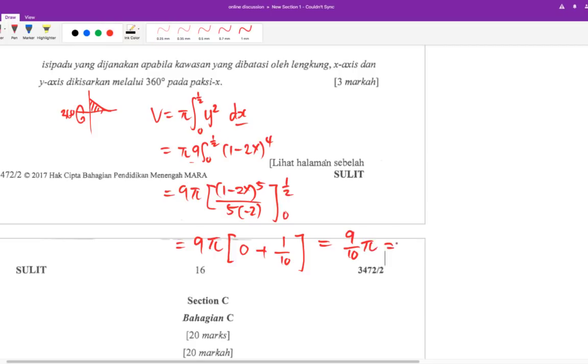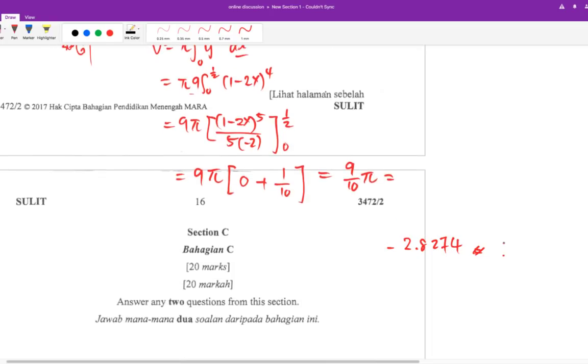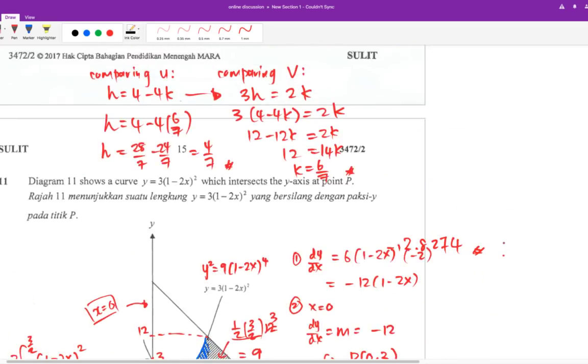Of course, you can use the calculator to get the answer. So you will get something like 2.827454. Alright, so if you want decimal, you can leave it in that form. Yeah, so we have finished section B already.